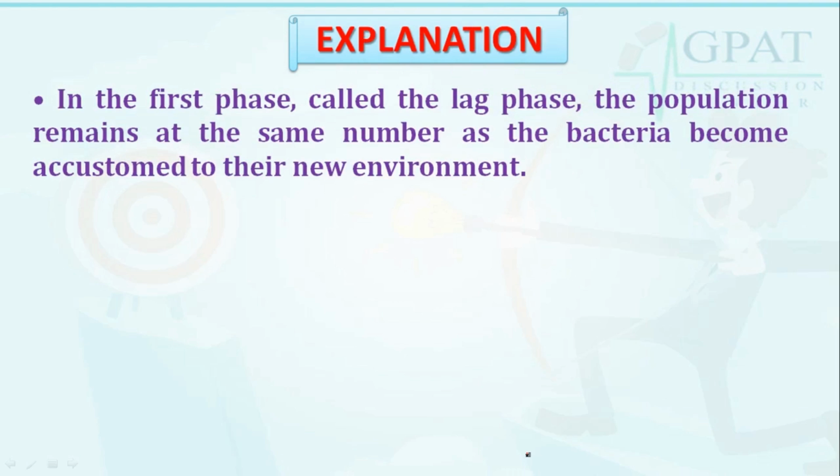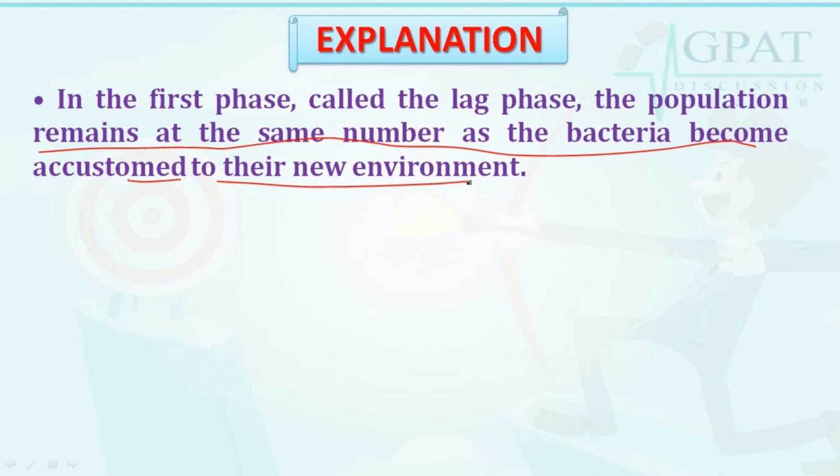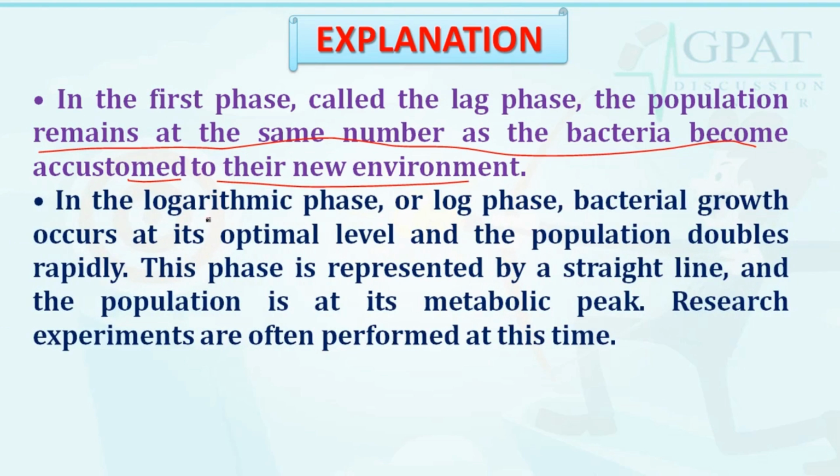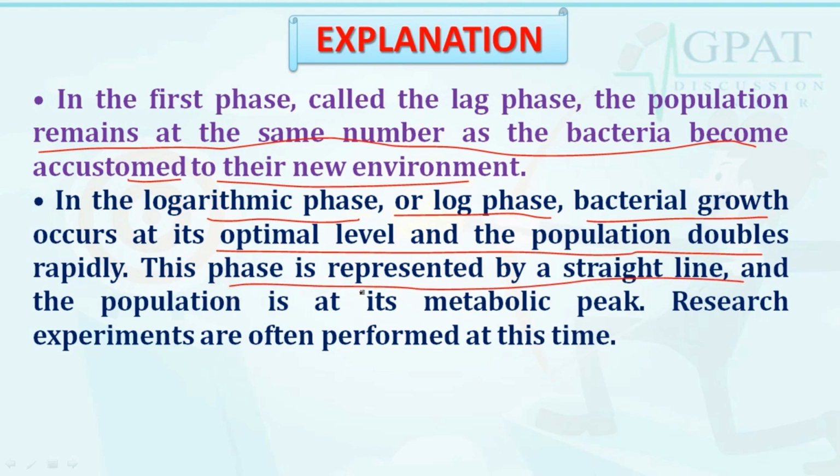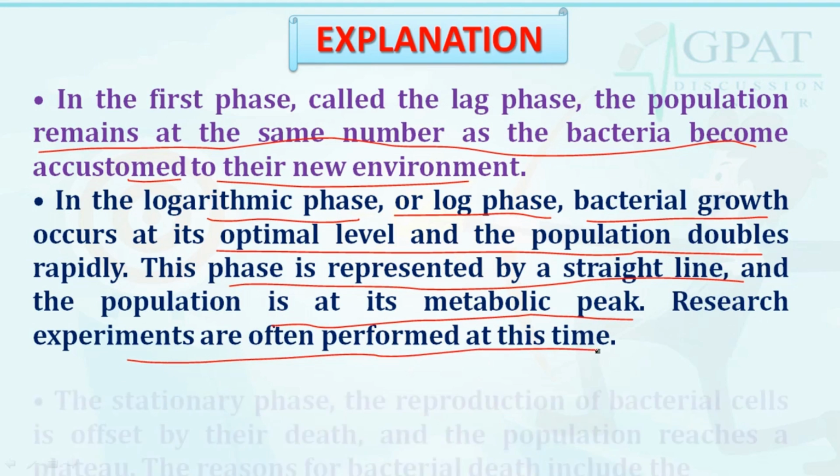In the first phase called the lag phase, the population remains at the same number as the bacteria become accustomed to their new environment. In the logarithmic phase or log phase, bacterial growth occurs at its optimal level and the population doubles rapidly. This phase is represented by a straight line and the population is at its metabolic peak. Research experiments are often performed at this time.